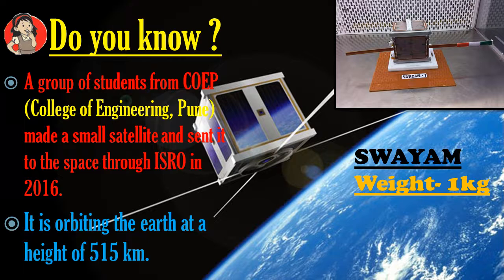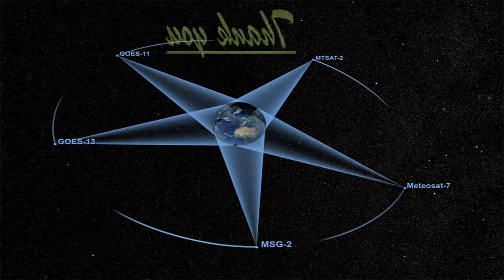Students, that's it for today's video. I hope you all have understood the orbits of the different satellites, that is medium Earth orbit, low Earth orbit and high Earth orbit. Okay, thank you all.